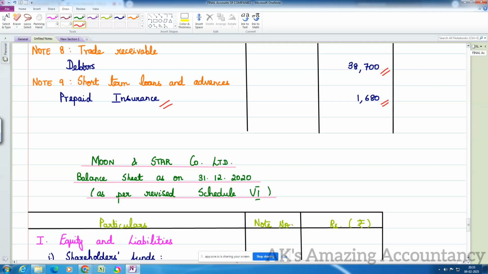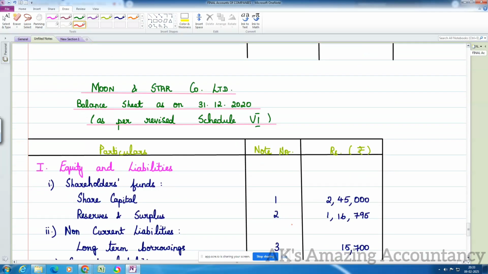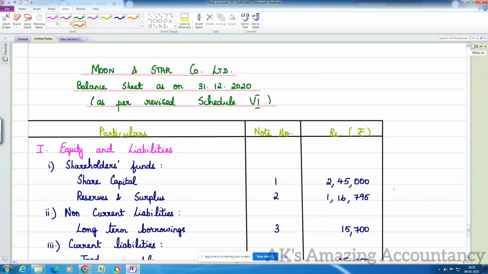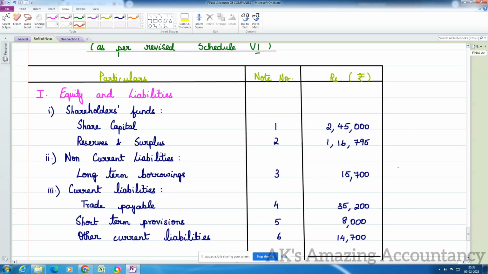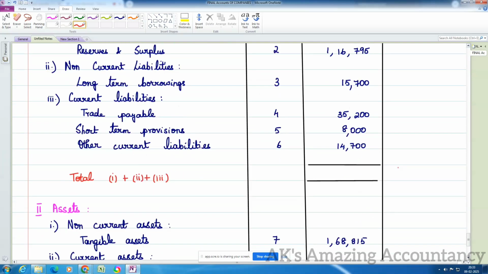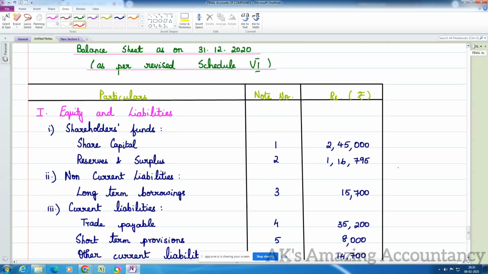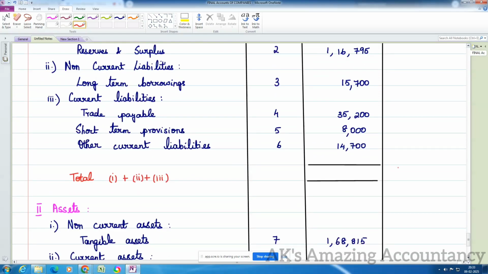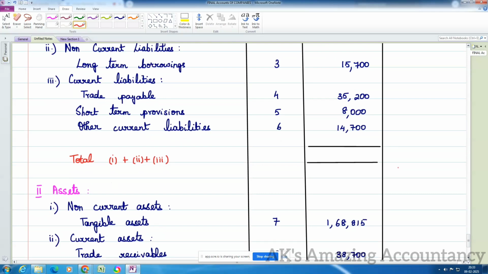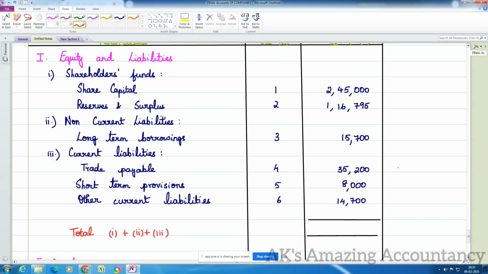So you'll be having one column for note number and one column for amount in terms of rupees. The first heading we'll have is equity and liabilities. That is the main heading. And then the second main heading will be assets. As you all know, your balance sheet answer will be correct if the total of equity and liabilities is the same as the total of the assets, in which case we'll say that the balance sheet tallies.